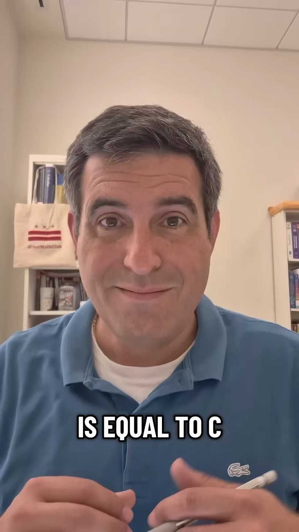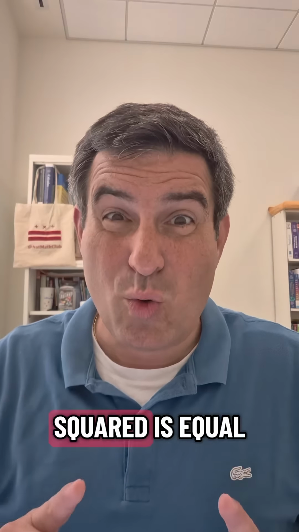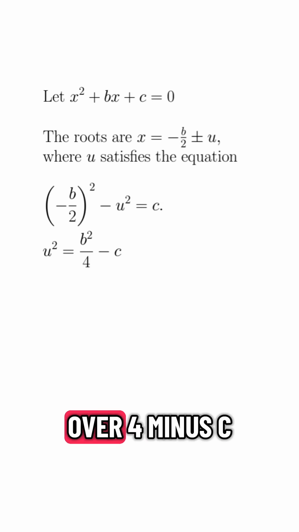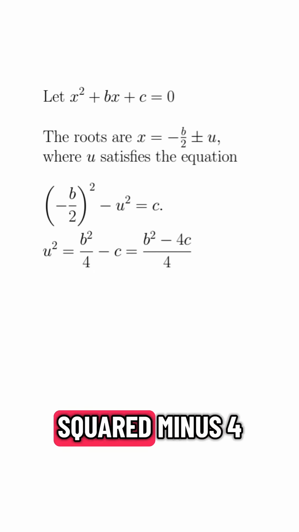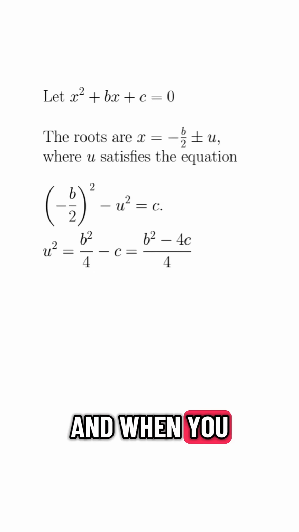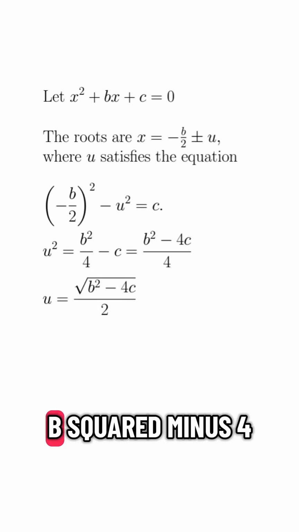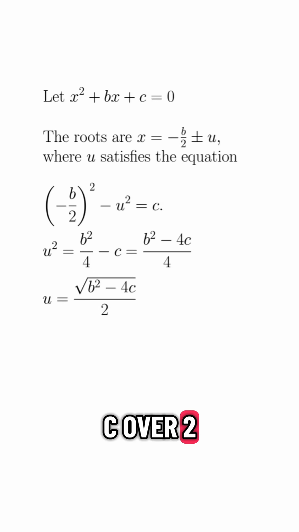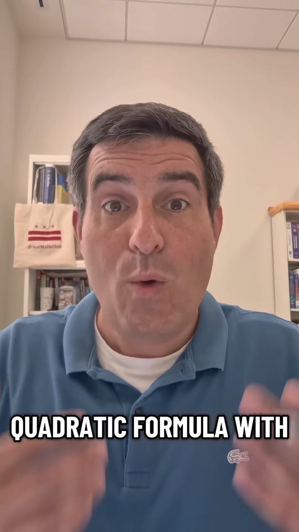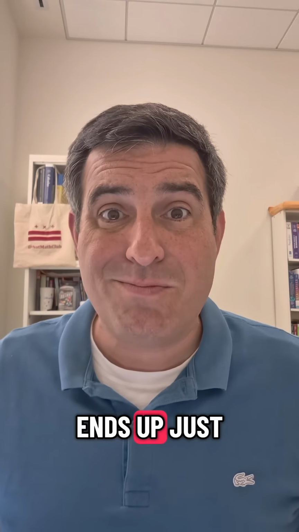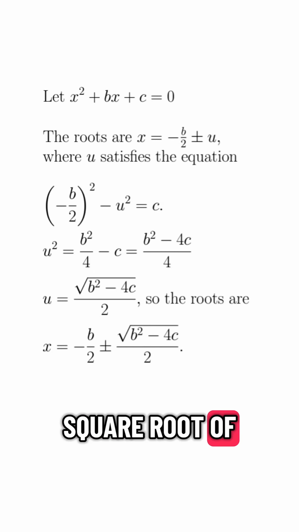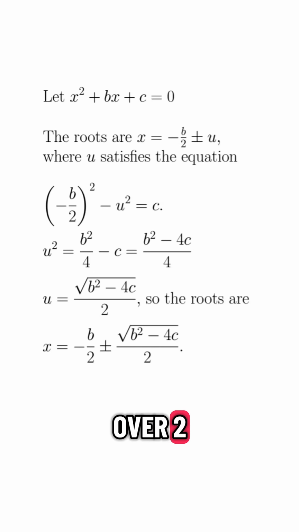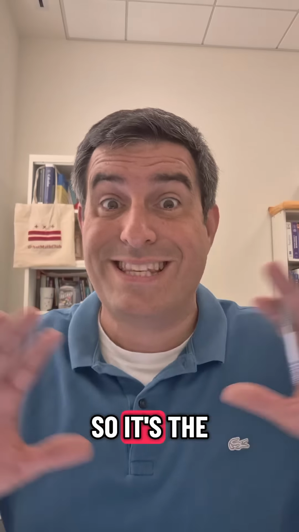But when you solve for u squared, you get u squared is equal to b squared over 4 minus c. Getting a common denominator, you get (b squared minus 4c) over 4. And when you take the square root, you get the square root of b squared minus 4c, over 2. But that looks just like the quadratic formula with a equal to 1. So your answer ends up just being negative b over 2 plus or minus the square root of b squared minus 4c, over 2. That is the quadratic formula. So it's the same method.